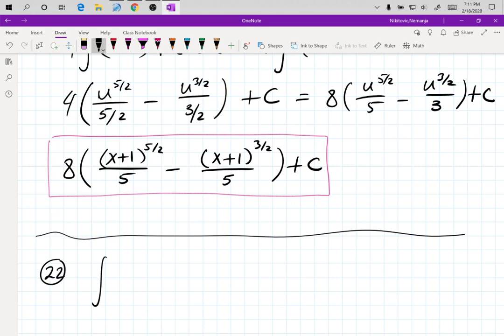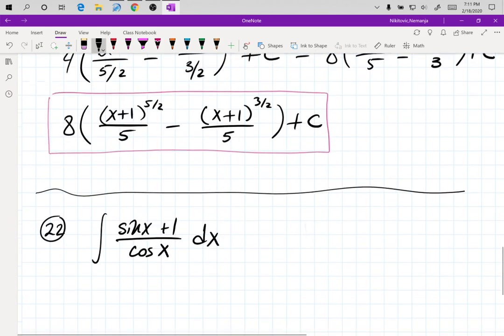Problem 22 is really cool. It's sine x plus 1 divided by cosine x dx. Yes? This one? Thank you very much. Oh, that was the 8? Yeah, pay attention. It's obviously 3. All right.